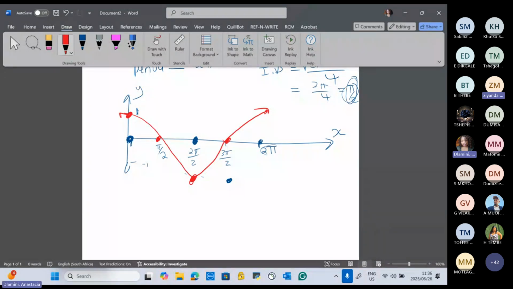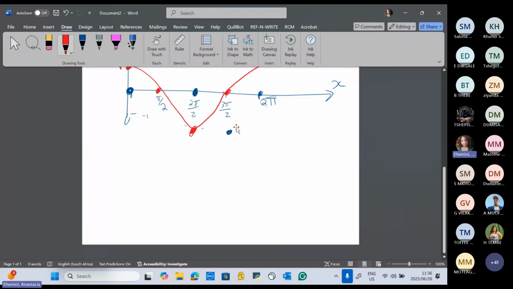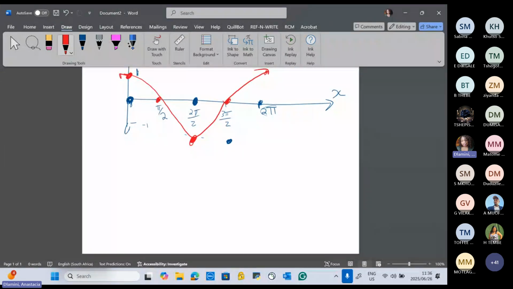I was expecting that question. Last year, someone said, ma'am, your sine function is like this. Right? But in high school, I had a sine function that is like this.